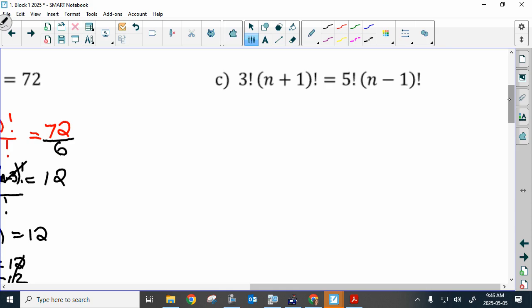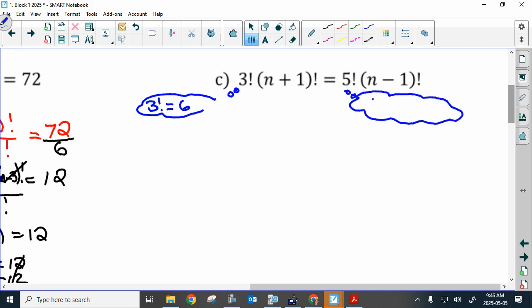This one is way trickier because of the way it's laid out. So what do you want to do? You want to put any variable factorial notation on one side and any non-variable number on the other side. Do you guys see that 3 factorial is just the number 6? Do you guys see that 5 factorial, 5 times 4 times 3 times 2 times 1, is just 120? Are you guys okay with that?